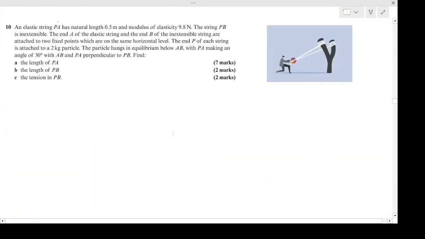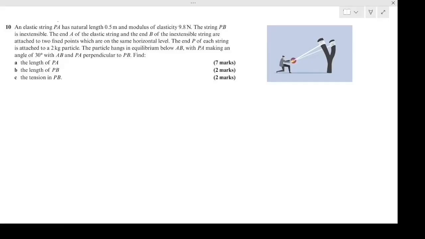Then we've got this question here. We're told an elastic string PA has natural length 0.5 and modulus of elasticity 9.8. The string PB is inextensible. The end A of the elastic string and end B of the inextensible string are attached to 2 fixed points on the same horizontal level. The end P of each string is attached to a 2 kg particle. The particle hangs in equilibrium below AB, with PA making an angle 30 with AB, and PA perpendicular to PB.